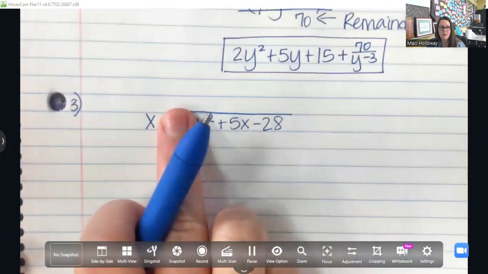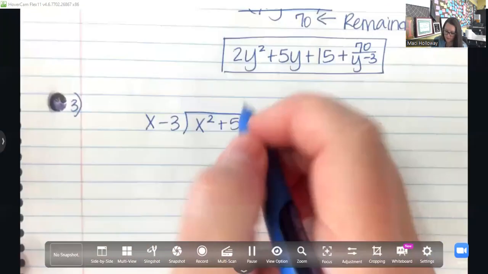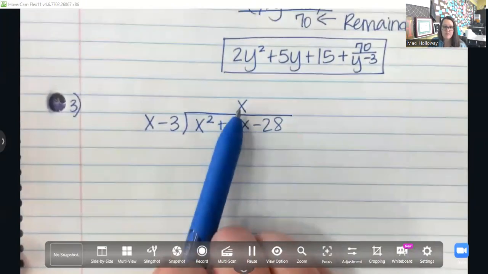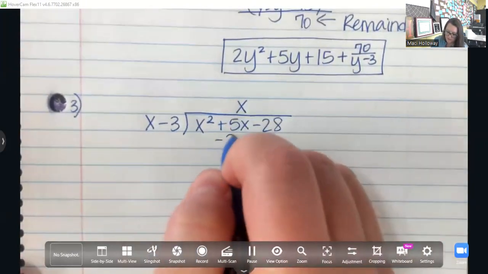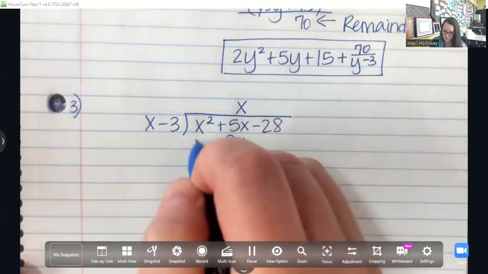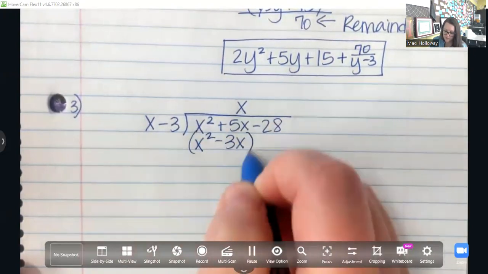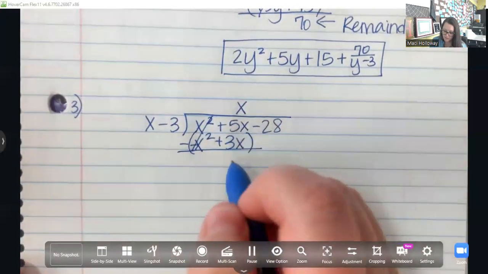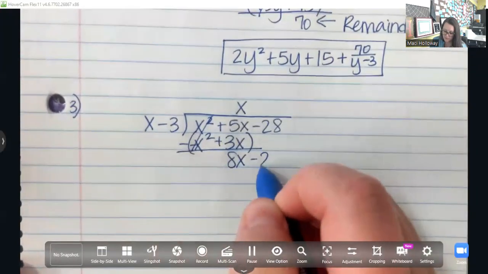So cover up my number here. X times what is x squared? Well, x times x is x squared. So I'm going to make sure that they line up here. X times negative 3 is negative 3x, and x times x is x squared. We subtract and combine. So we have 8x minus 28.